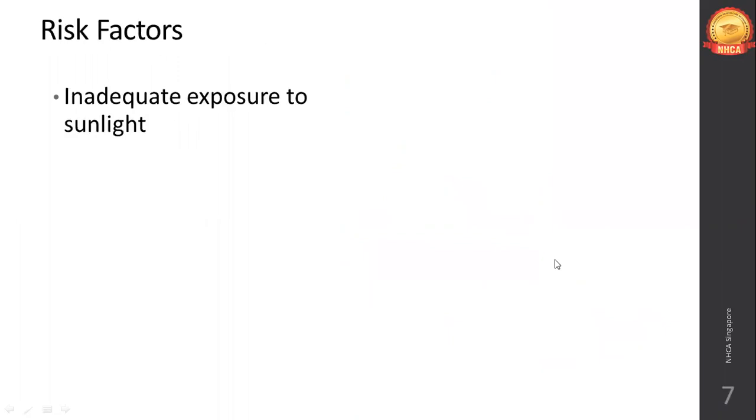So risk factors: inadequate exposure to sunlight, specifically in the northern latitudes in the European countries and the northern parts of India also, wherever you have very little exposure to sunlight, as well as in tropical climates wherever there is dense forest, where very little sunlight can peek through. People, tribes or rural communities living in such areas, vitamin D deficiency is very common in this population.